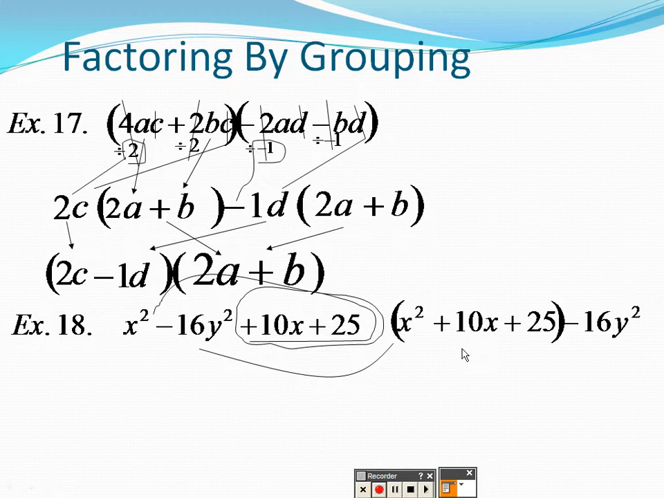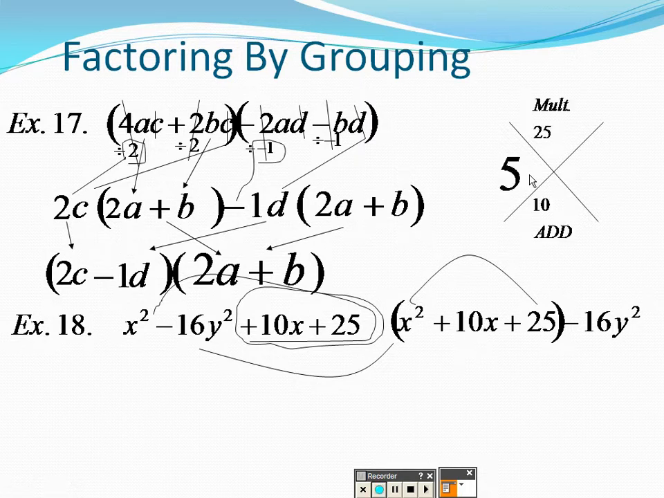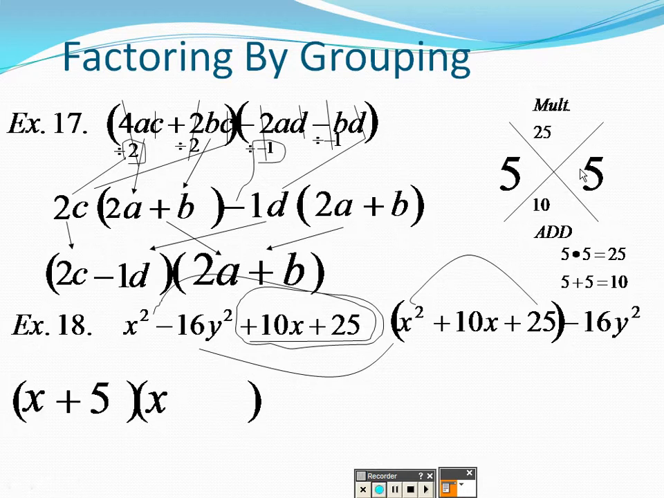I'm grouping all of this together. And you might sit there and ask yourself, why are you grouping all that together? Because this is factorable. Can you think of two numbers that multiply together to give you 25, that add to give you 10? Well, I can. 5 and 5, which means you get x plus 5 and x plus 5. Right? So you get x plus 5 and x plus 5. And you still have that minus 16y squared.